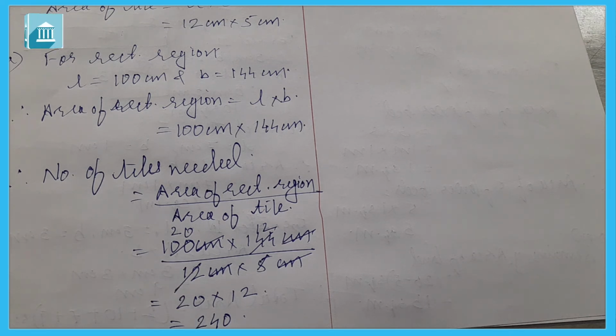Here again you have to find out the area of the rectangular region and then divide the area of the rectangular region by the area of the tile, and you will get the answer.